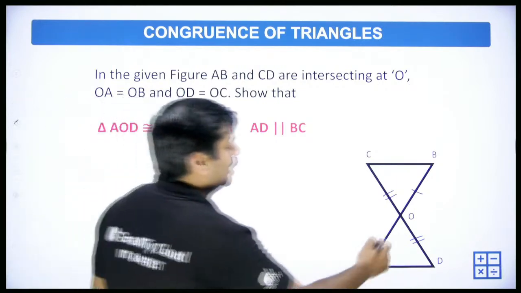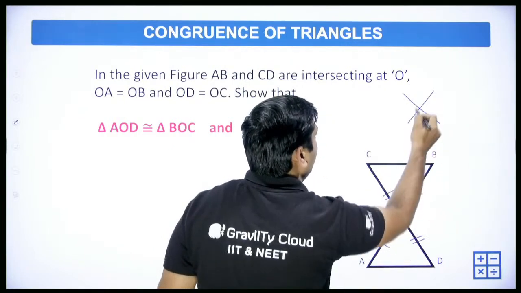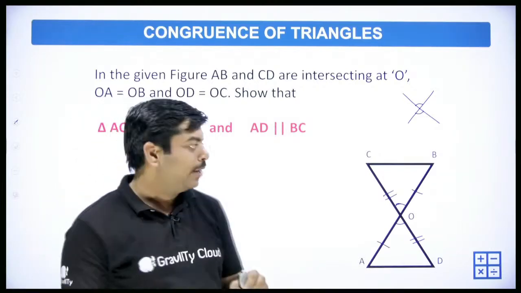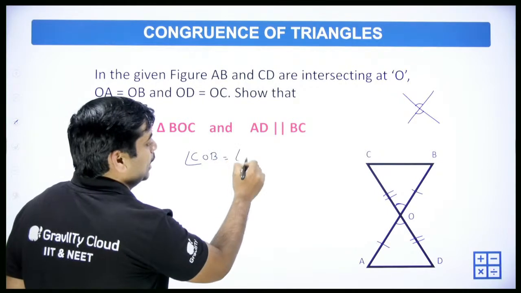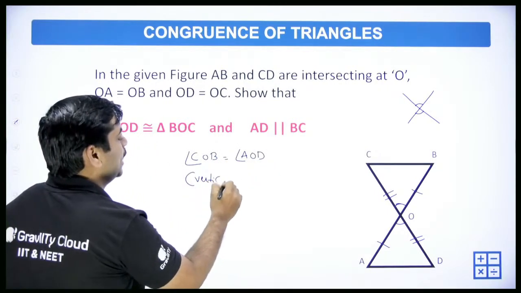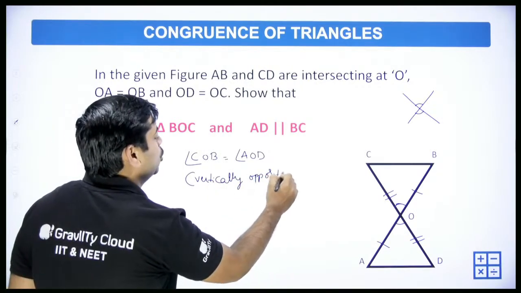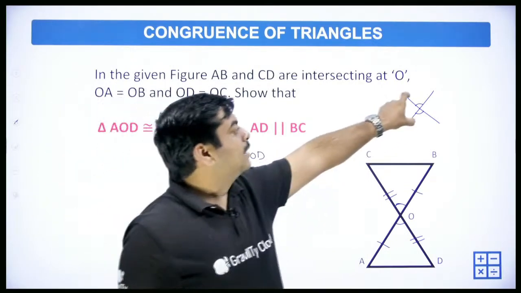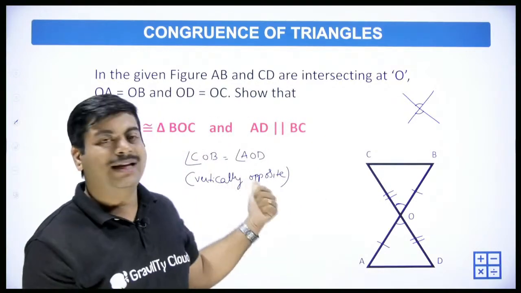So these two are the angles. These two angles, okay, which we call vertically opposite angles. You know that, right? Angle COB is equal to angle AOD. These two are equal because these two are vertically opposite angles. There is no necessary condition that the lines should be parallel or perpendicular. Always, these two angles will be equal. We call them vertically opposite angles.